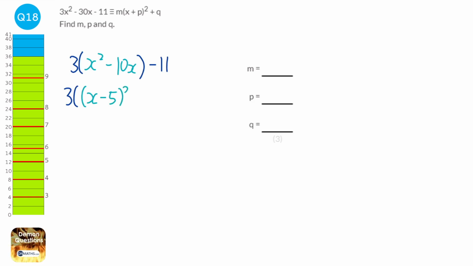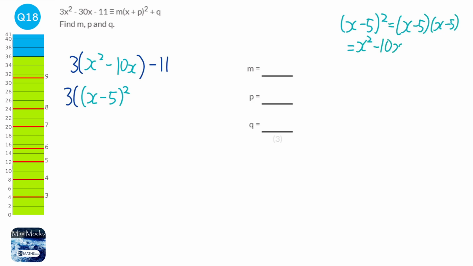Close bracket, squared. Now I'm going to leave that half done because across here I'm just going to expand that and show what that creates. So x minus 5 times x minus 5 gives us x squared minus 10x plus 25. So notice here it creates this plus 25, which we've got to deal with.